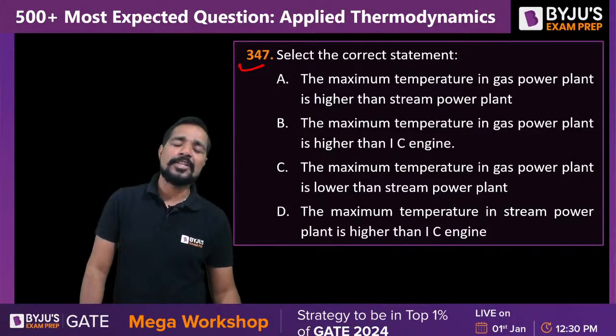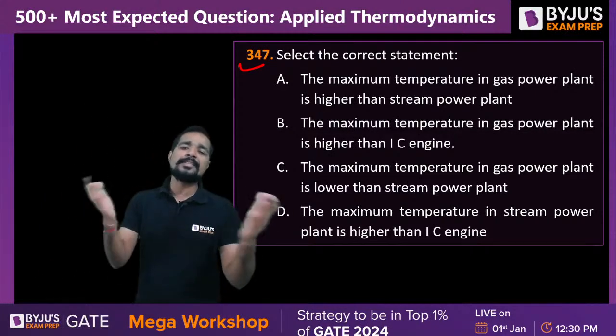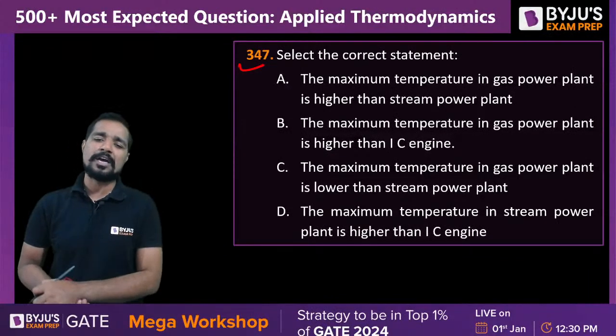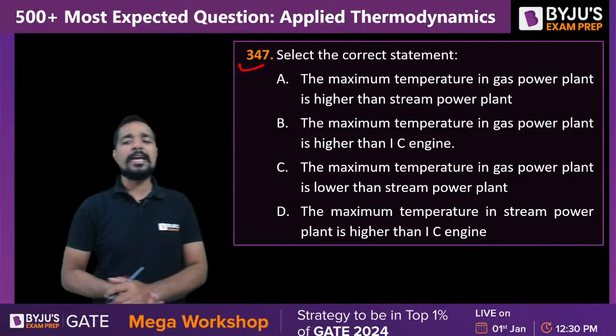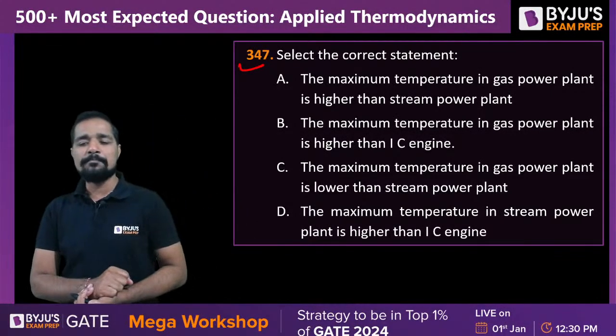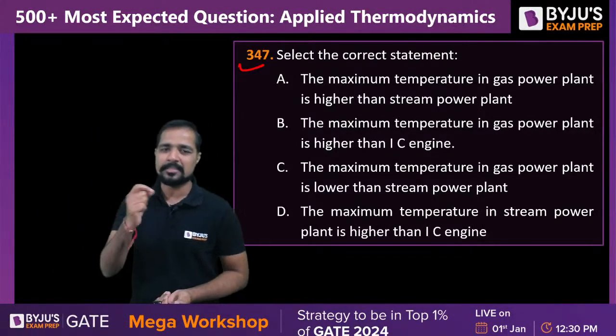Select the correct statement. Maximum temperature in the gas power plant is higher than that of the steam power plant. Maximum temperature of the gas power plant is higher than that of the IC engine. Maximum temperature in the gas power plant is lower than the steam power plant. Or the maximum temperature in the steam power plant is higher than that of the IC engine. Select the correct answer.